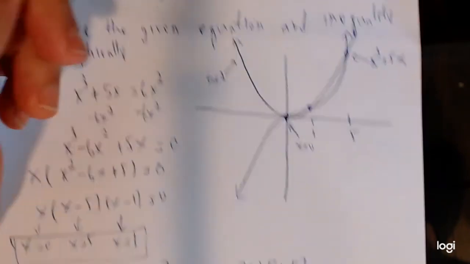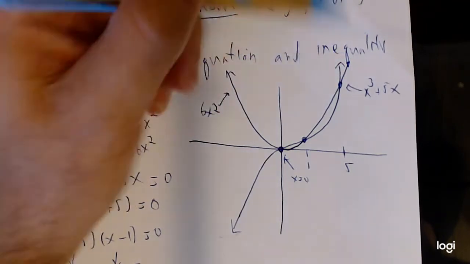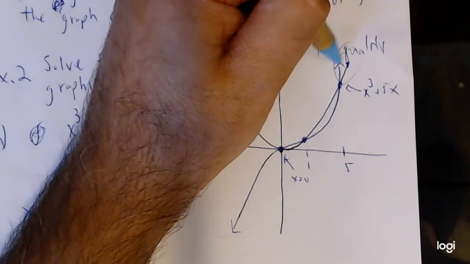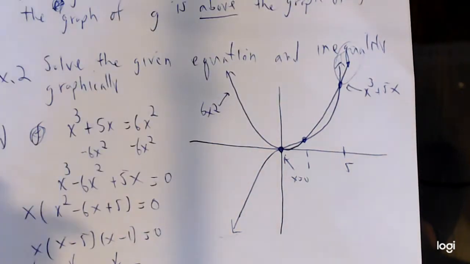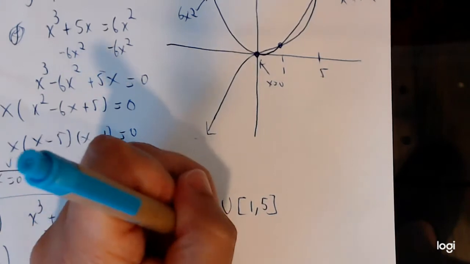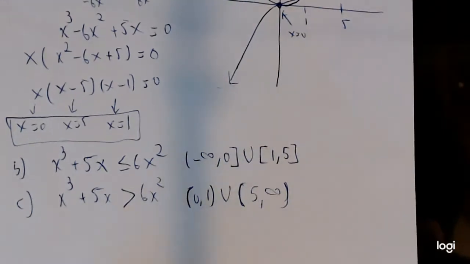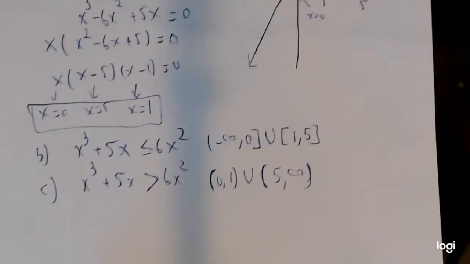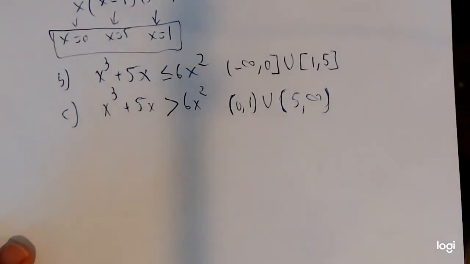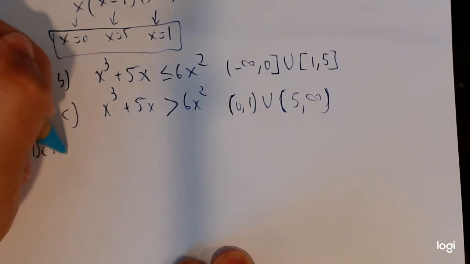And then coming back up here, from 1 to 5 it's below, but from 5 to infinity, from here on out, from 5 and on, x cubed plus 5x is above 6x squared. So it'll be from where? From 5 to infinity, and these are both parentheses. Okay, so there's an example of where we solved equations with inequalities and equations as well. Okay, so now let's talk about defining where a function is increasing or decreasing.